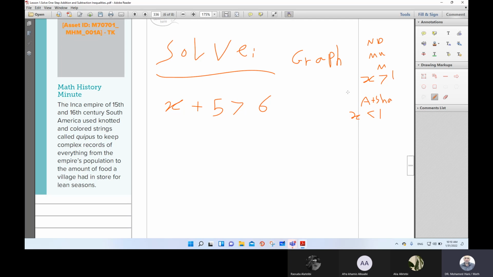Listen to me to check together, please. Always remember, when you want to solve the inequality, you must remove the constant from the same side of the variable to keep the variable alone on one side. How to remove the constant? Add the inverse. What is the inverse of plus 5? Minus 5. So add minus 5 to the two sides.